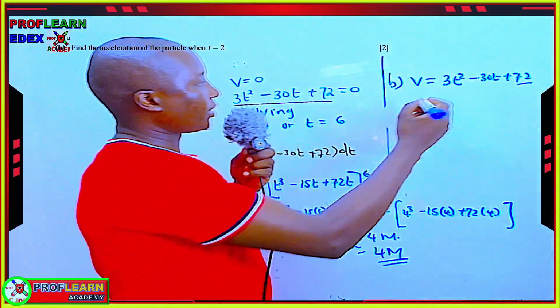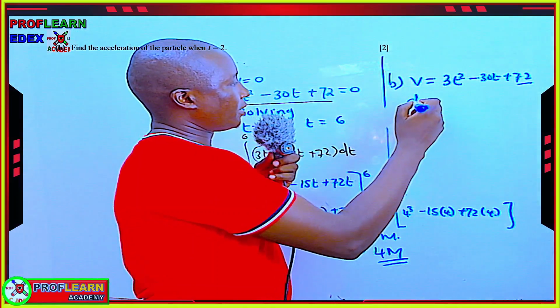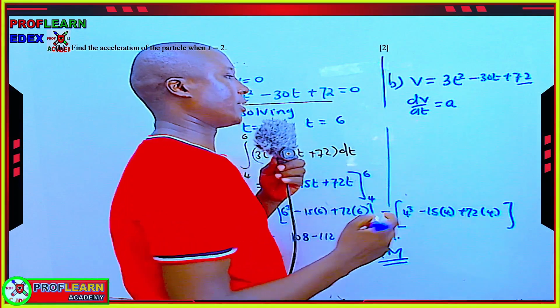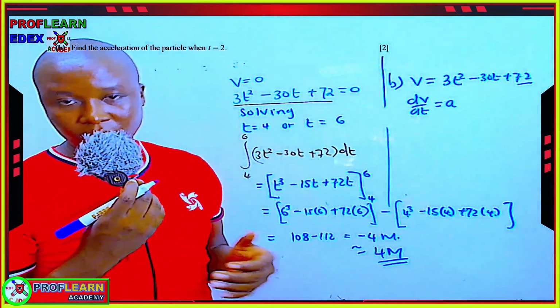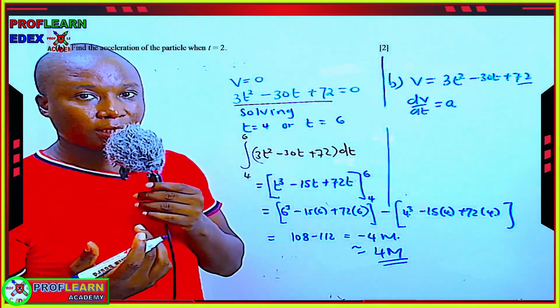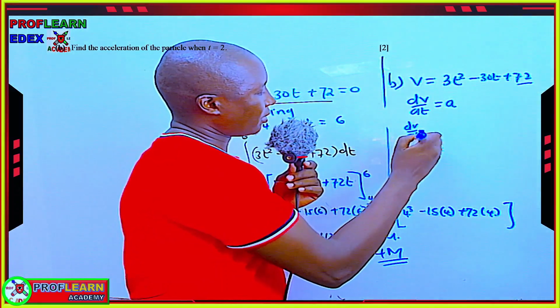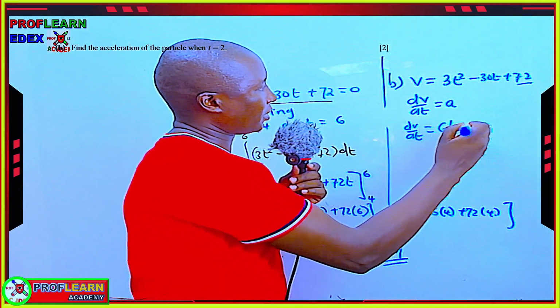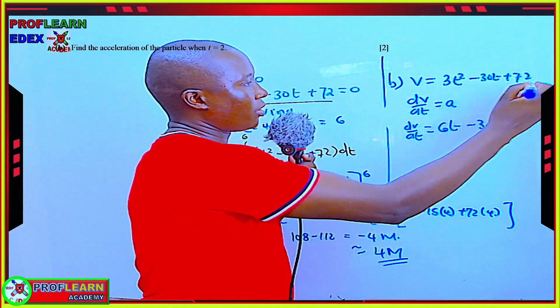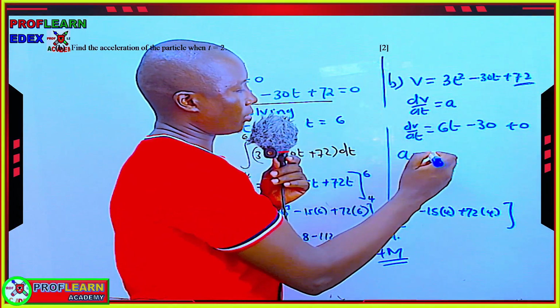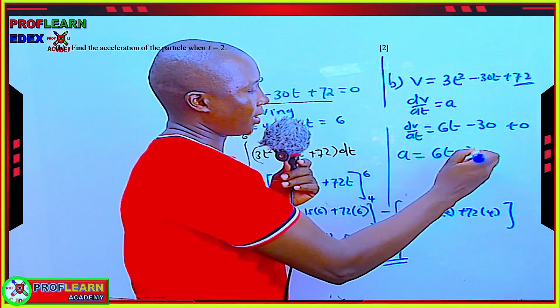Now when you differentiate this, dv/dt, that's going to give us our acceleration. So if we differentiate the velocity equation, we get acceleration. Our dv/dt is going to be 6t minus 30, and differentiating the constant gives plus 0. Therefore our acceleration equation becomes 6t − 30.